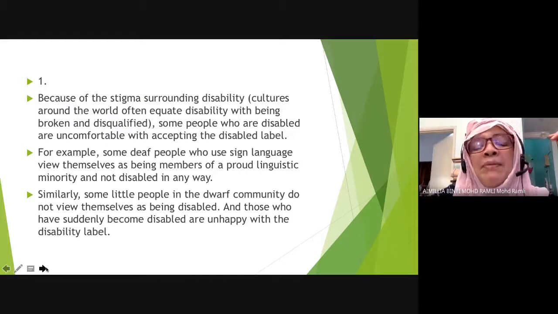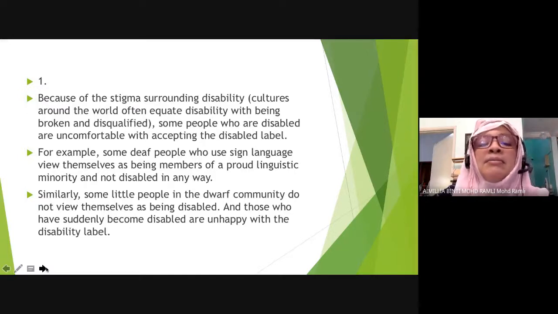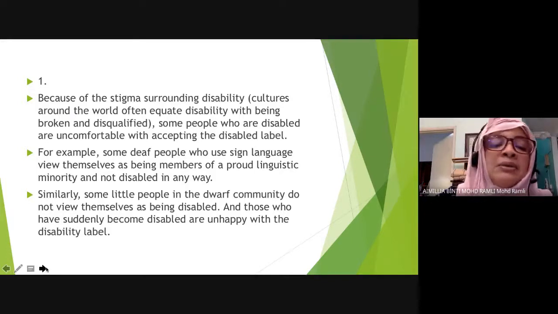Some deaf people who use sign language view themselves as being members of a proud linguistic minority and not disabled in any way. So some people, like deaf people, are saying that they're not disabled. They are okay. They can use sign language. Similarly, some little people in the dwarf community do not view themselves as being disabled. And those who have suddenly become disabled are unhappy with the disability label.